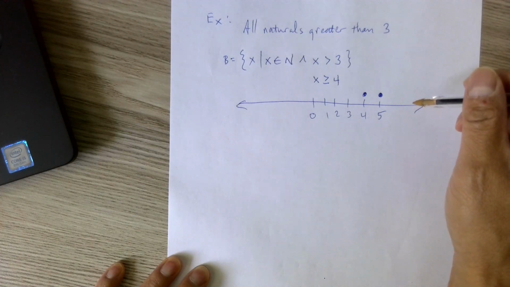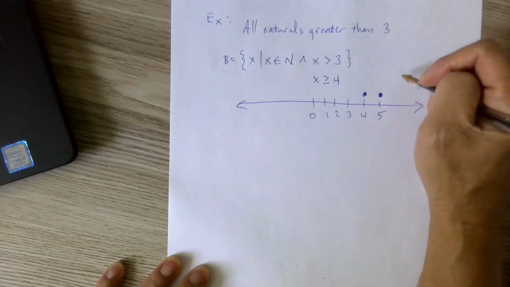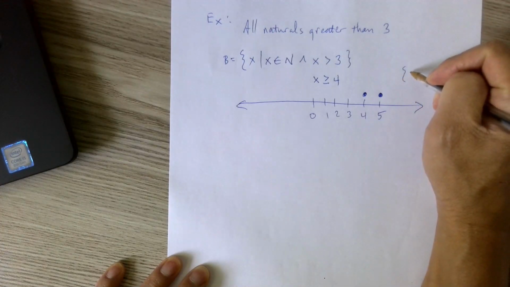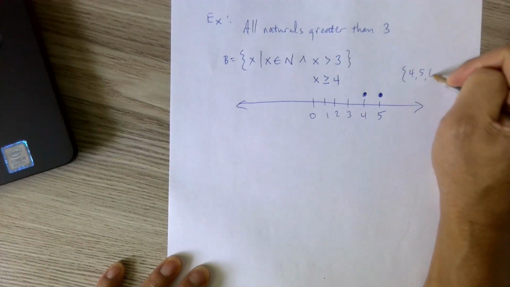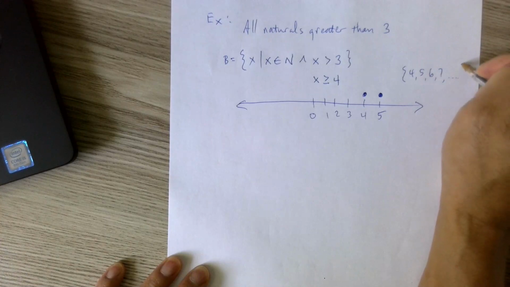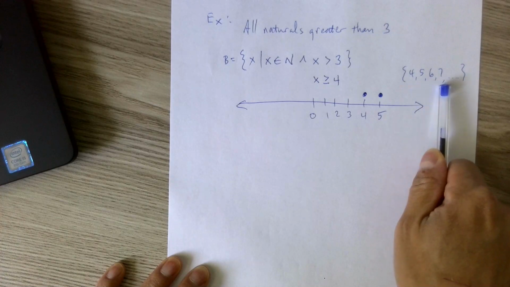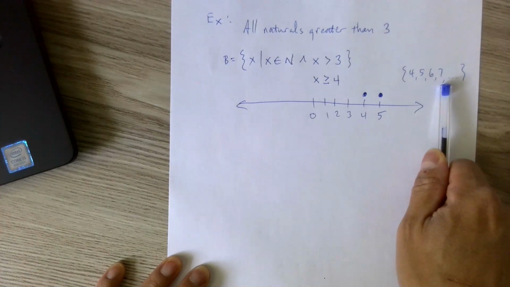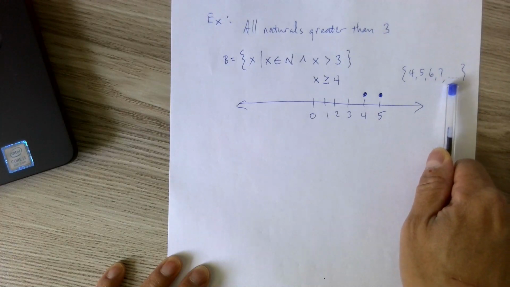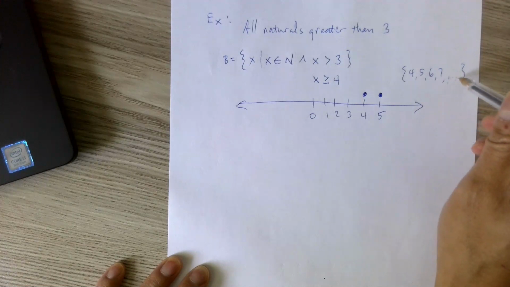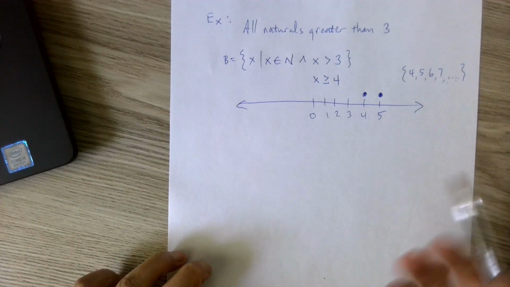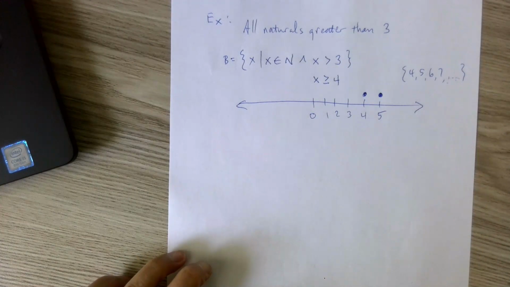If I were listing, I could go 4, 5, 6, 7, ... This is perfectly legal because since there is a pattern here, each successive element is just one greater than the first one, I could put ... and everybody understands what the rest of the elements are going to be.